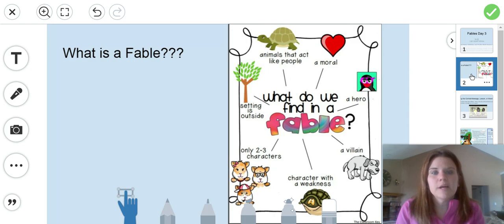And you will be able to figure out who the characters are also by using the key details in the text. Remember that one of the most important things about a fable is that it will teach you a lesson, and that lesson is called a moral, and it always comes at the end of the fable.